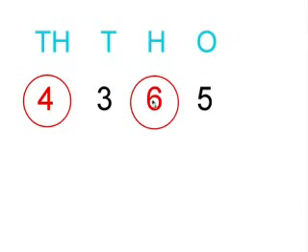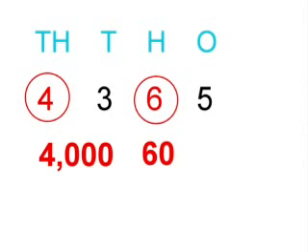If we look at the numbers 4 and 6, everybody thinks that the 6 is greater than the 4, but in fact the 4 is greater than the 6, because the 4 is 4,000 and the 6 is 60. So 4,000 is greater than 60.